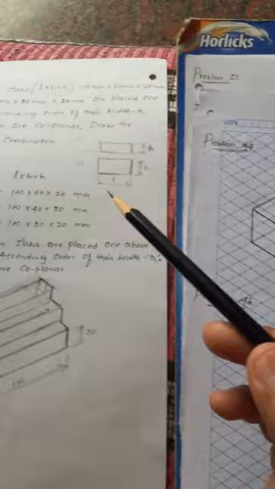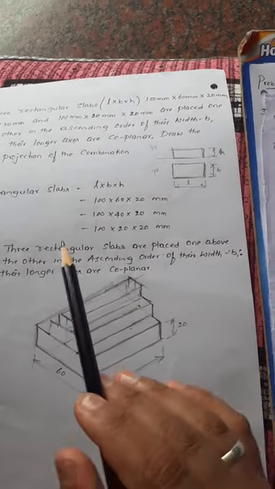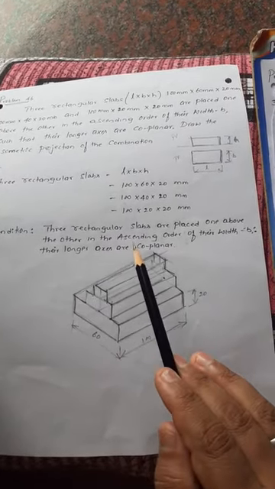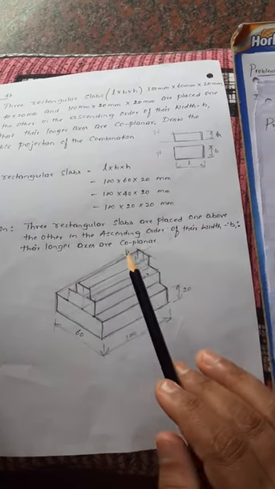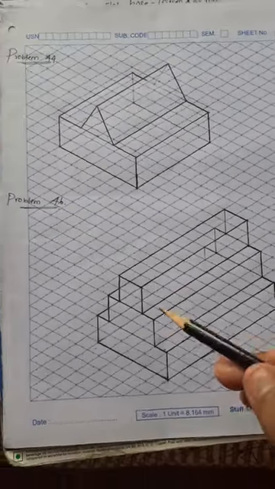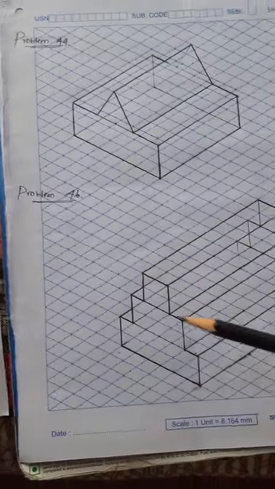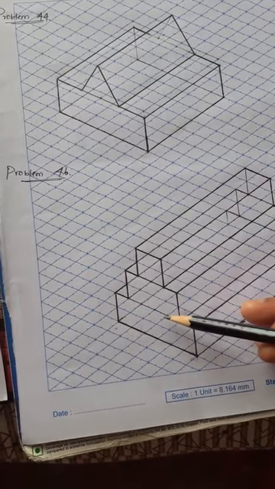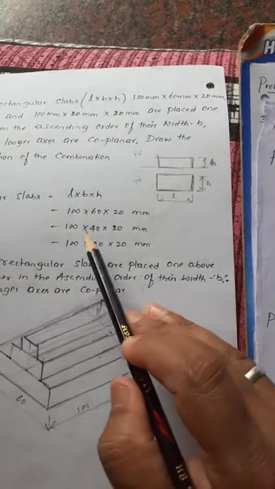Then I want to place the second rectangular slab, 100 into 40 into 20 mm. What is the condition here? Three rectangular slabs are placed one above the other in the ascending order of their width b. Their longer axes are coplanar. Now the second rectangular slab is 100 into 40 into 20. Again, on the width, this is the width, shown along the 150 degree line. What is the width? Width is 40 mm.